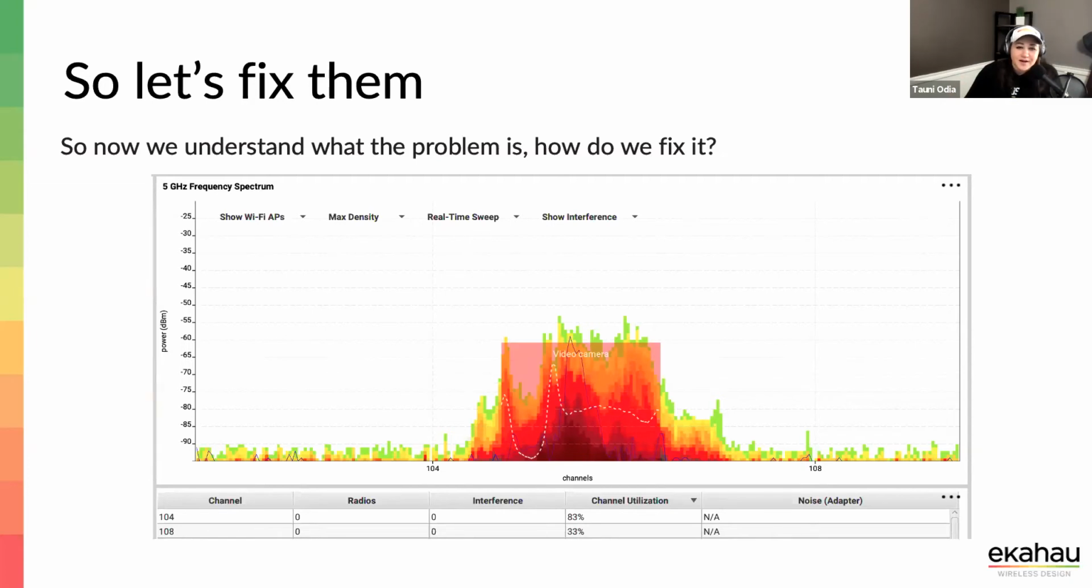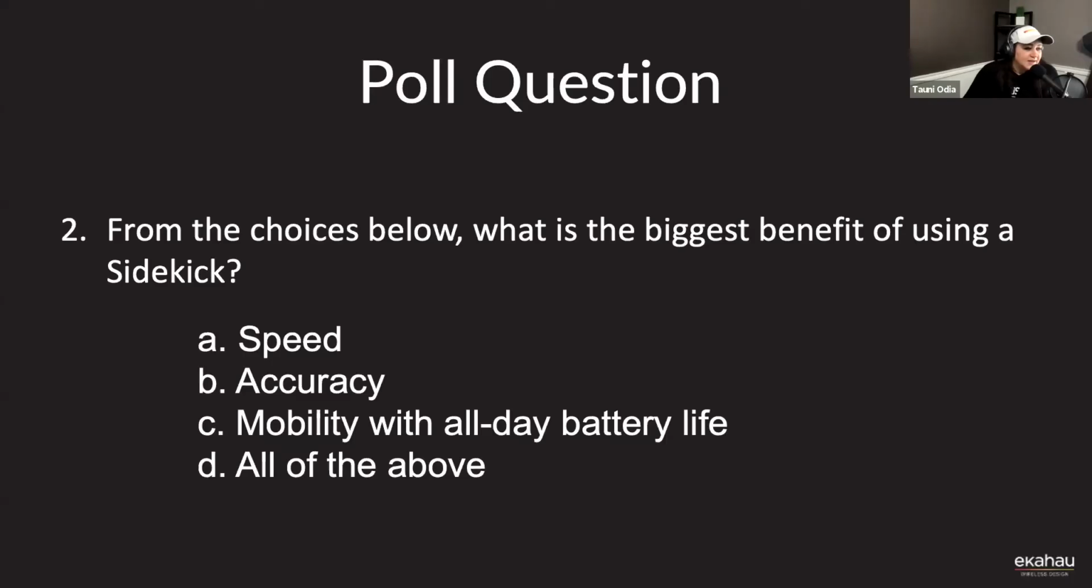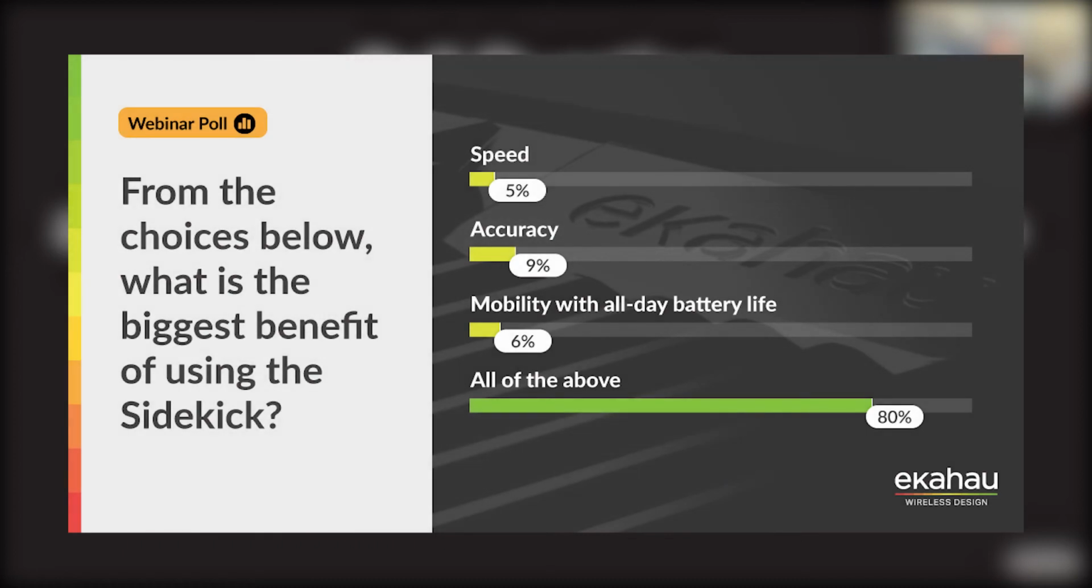But before we do that, I have another poll question for you guys. So let me get that for you. We'll launch that right here. From the choices below, what is the biggest benefit of using a Sidekick? Speed, accuracy, mobility, or D, all of the above? Stu, there we go. Cue my Jeopardy music. I know what I would answer. Folks, hope you're thinking about that. Yeah, absolutely. And we'll give just another couple seconds here on that.